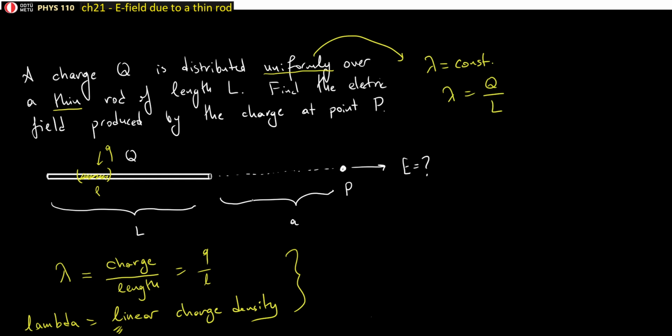In my derivation, I'm going to use the lambda quantity, but since the problem did not define a lambda symbol and expressed the problem in terms of Q and L, at the end I'm going to replace lambda with Q divided by L. But for now, I'm just going to use this quantity. So we have a rod, and a point along the infinite line where this rod is placed. That distance is A, the length of the rod is L, and we would like to find the electric field.